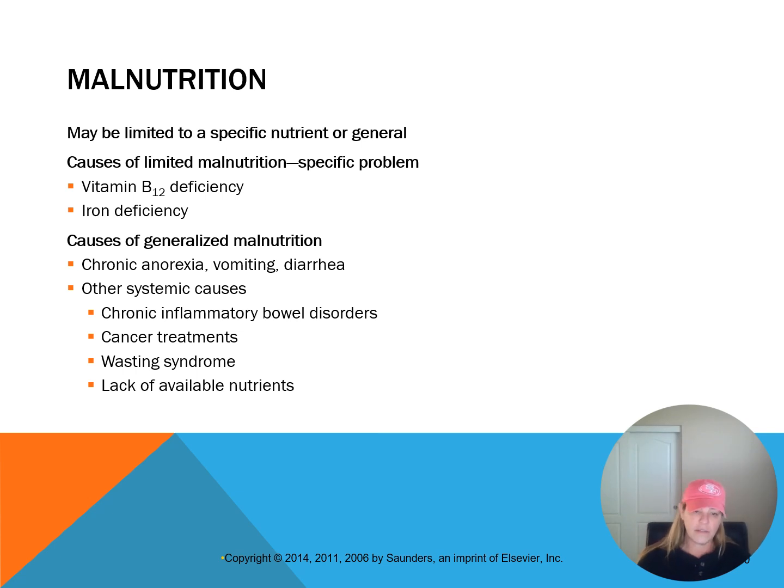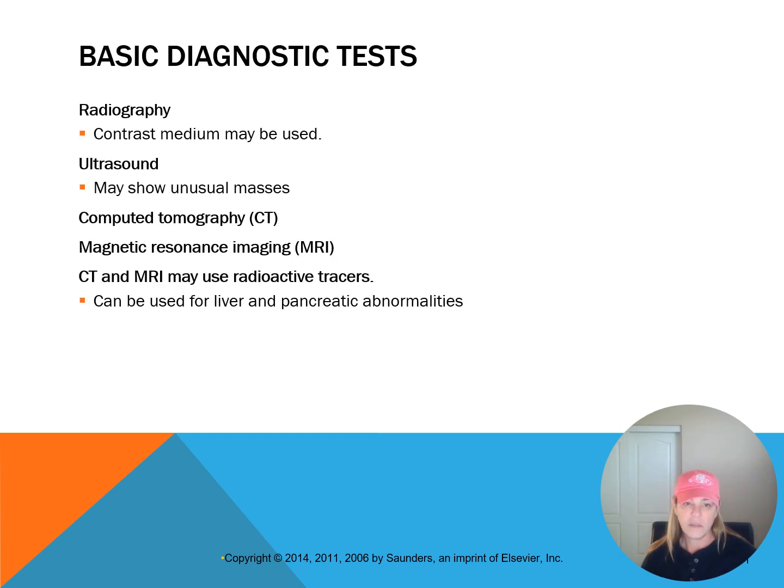Malnutrition, so if you have generalized malnutrition, a lot of times they'll have anorexia, vomiting, or diarrhea. Some causes include your inflammatory bowel disorders, cancer treatments, wasting syndromes, and again, just not having the needed nutrients available, or just not taking in enough of those nutrients.